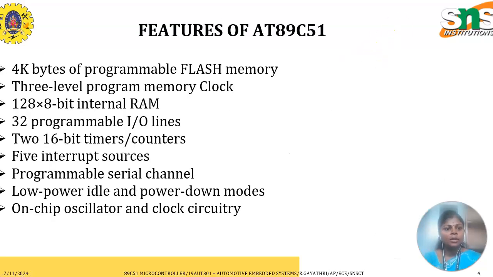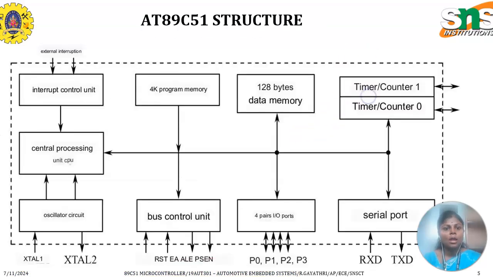And the features of 89C51 are 4K bytes of programmable flash memory, 3-level program memory lock, 128 x 8-bit internal RAM, 32 programmable input-output lines, two 16-bit timer counters, 5 interrupt sources, programmable serial channel, low power idle and power down modes, on-chip oscillator and clock circuitry.